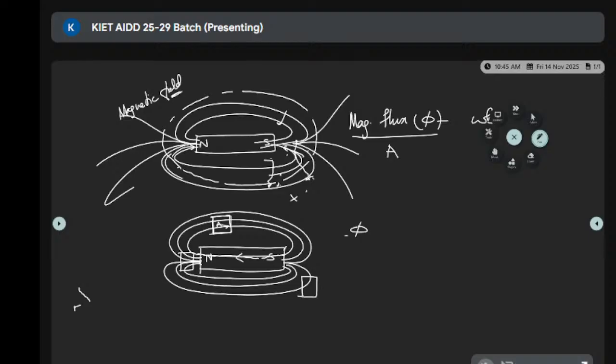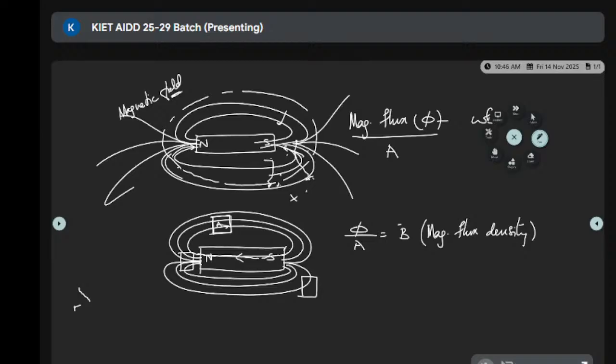So flux with respect to area we call B. What is B? Magnetic flux density. What is magnetic flux density? Φ by A. Magnetic flux density is Φ by A.